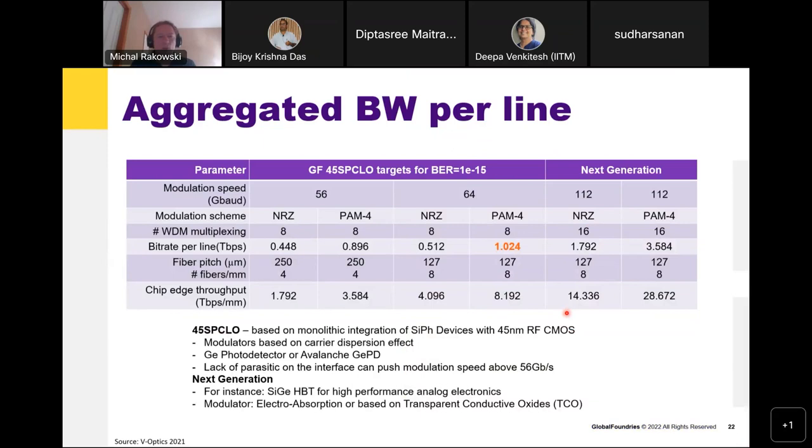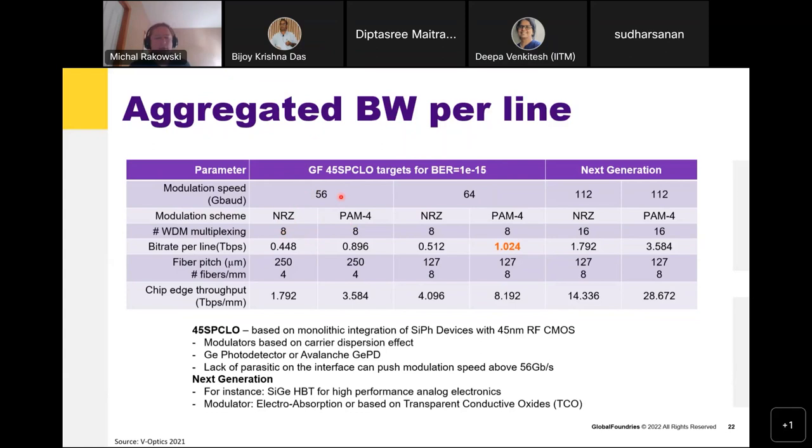What I showed you a little bit earlier, we can still play with different types of tricks to increase the bandwidth: modulation speed, modulation scheme, and multiplexing. So with this technology, in order to enable efficient transmission with a low bit error rate like 1 in 10 to the minus 15, we should be very comfortable going with 56 gigabaud per second.